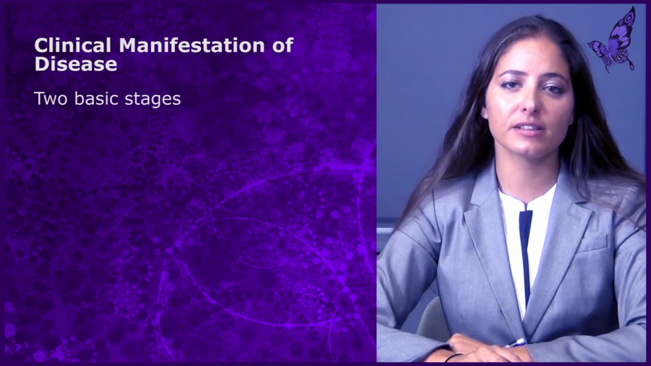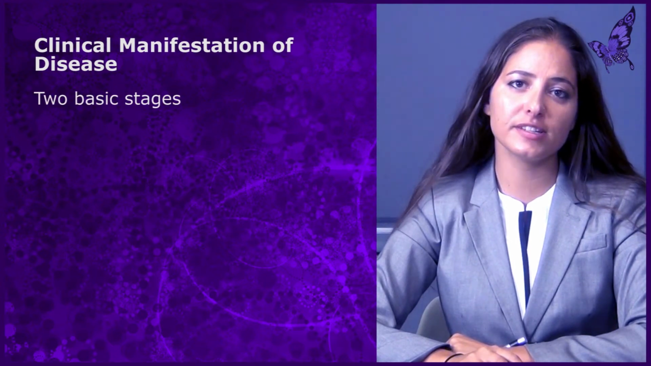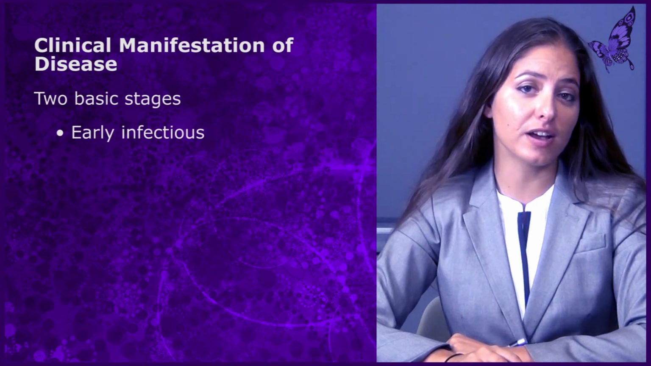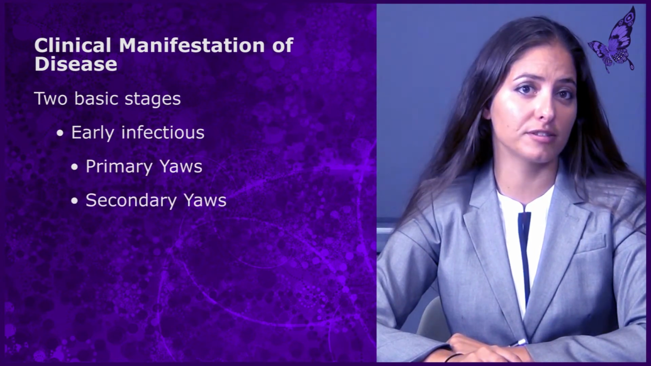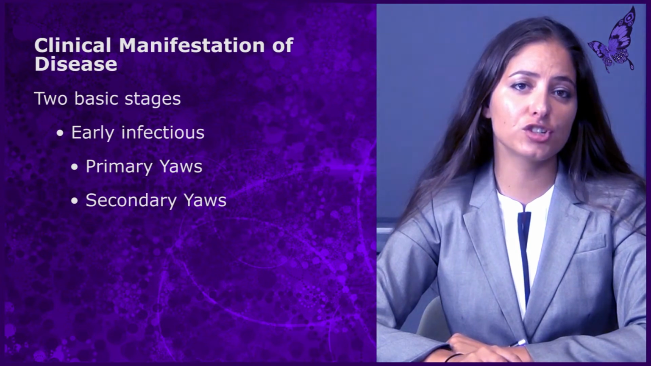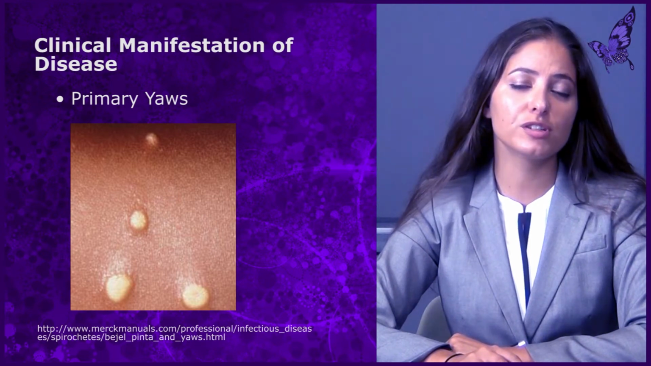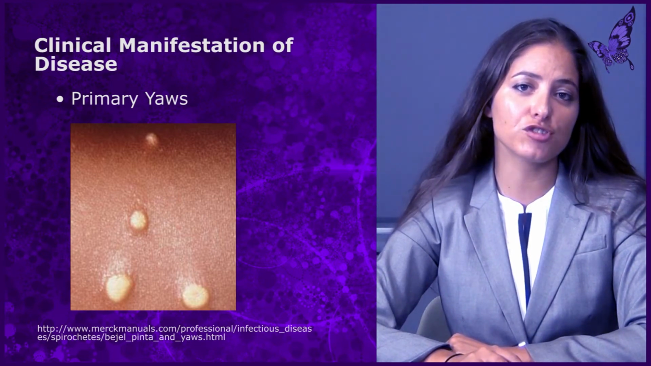There are two basic clinical stages in Yaws, the early stage and the late stage. The early stage of Yaws can be classified into primary and secondary Yaws. Primary Yaws initially is a papilloma, a circular, solid swelling on the skin with no visible fluid, which develops at the site of bacteria entry.